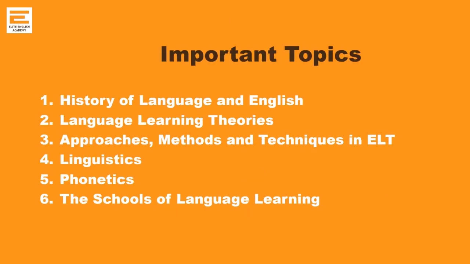There are 6 important areas in which questions are repeatedly asked. First, the history of English language, language learning theories, approaches, methods and techniques in English language teaching, linguistics, phonetics and the schools of language learning. These are the important topics in which different questions are asked repeatedly. So if you concentrate your preparation on these, it will be very easy to answer most of the questions asked from this unit.